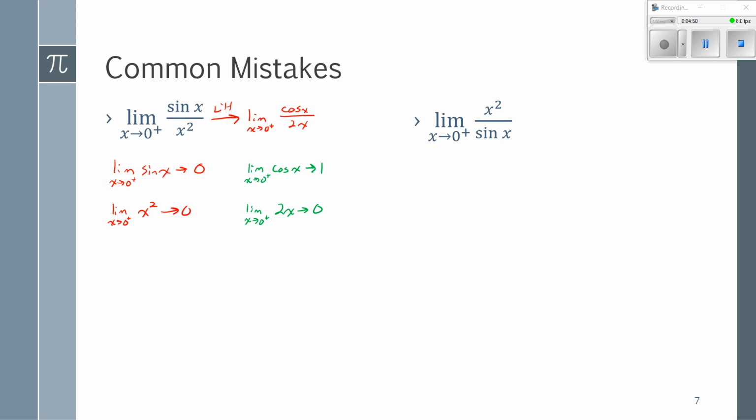So with 1 over 0, a common mistake is that people would keep doing L'Hopital's rule, but I can't. Now remember, we're not equaling 1 over 0. We're approaching 1 over 0. So I have a number approaching 1 over a number approaching 0. So it'd be like 1 over 1/10, 1 over 1/100th, 1 over 1/1000th.